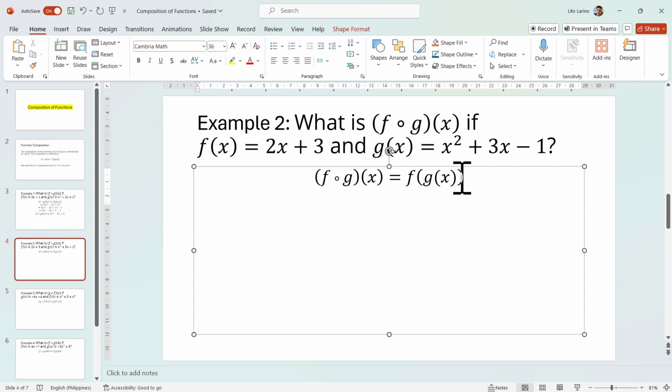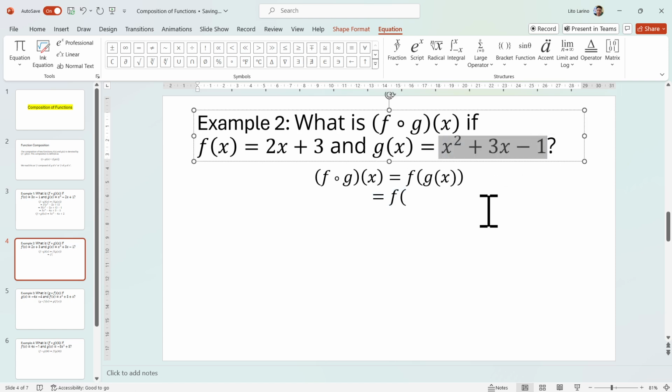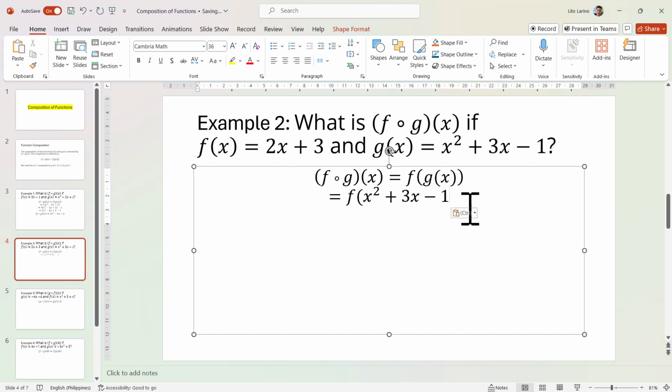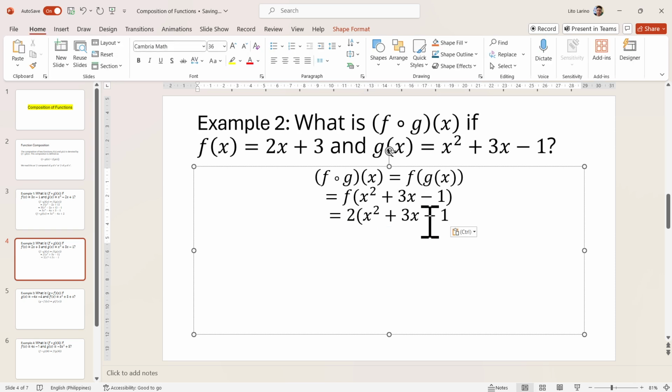So to do that again, we have to write f of g of x, which is this expression, x squared plus 3x minus 1. And then evaluating, we have our f of x, 2 multiplied by x, which is x squared plus 3x minus 1, and then plus 3.